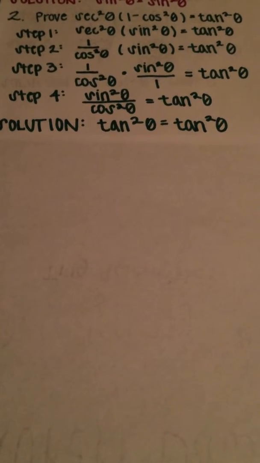Step 4. Sine squared theta over cosine squared theta equals tangent squared theta. You're going to combine and make one fraction because you're going to simplify the ones. Solution. Tangent squared theta equals tangent squared theta. Sine squared theta over cosine squared theta is a tangent ratio identity, so they are equal. This is a trig identity.